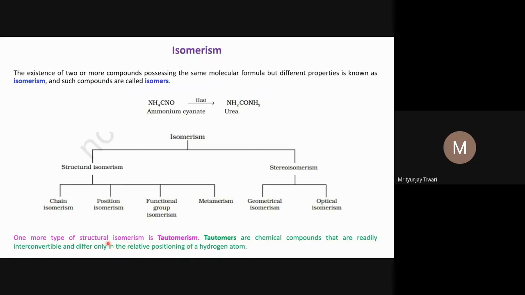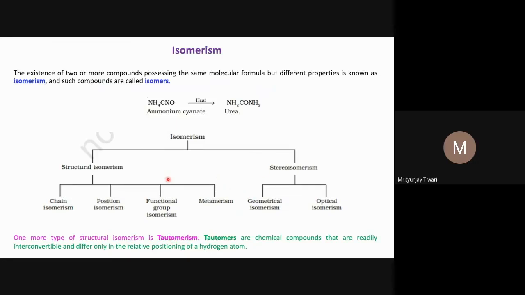And there is another type of isomerism that is called tautomerism. Tautomers are chemical compounds that are readily interconvertible and differ only in the relative positioning of hydrogen atoms. These tautomers exist in equilibrium, and so the positioning of hydrogen atoms will be different in the different compounds. Their structural formula other than that is the same, so we also call that structural isomerism. Tautomerism is also considered structural isomerism.